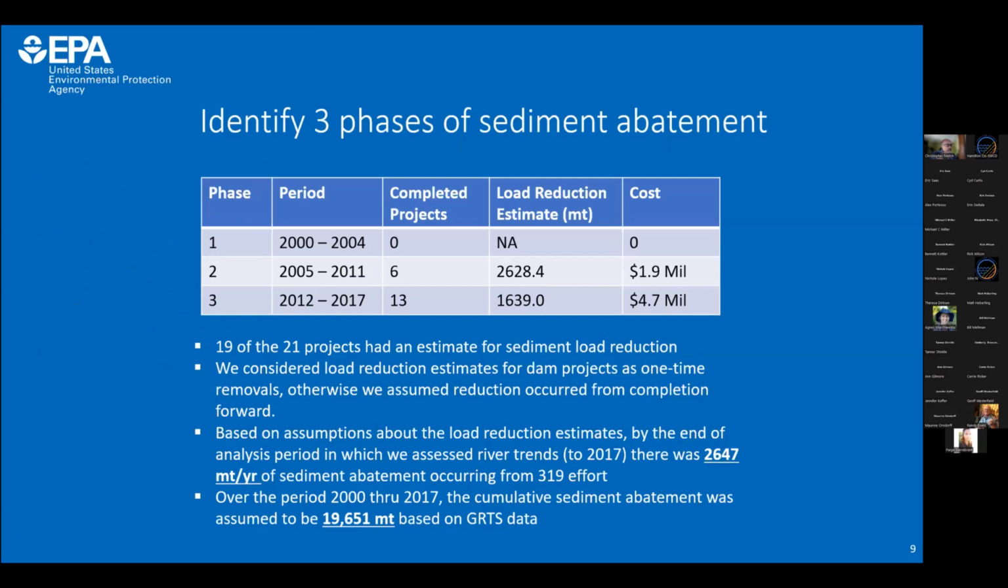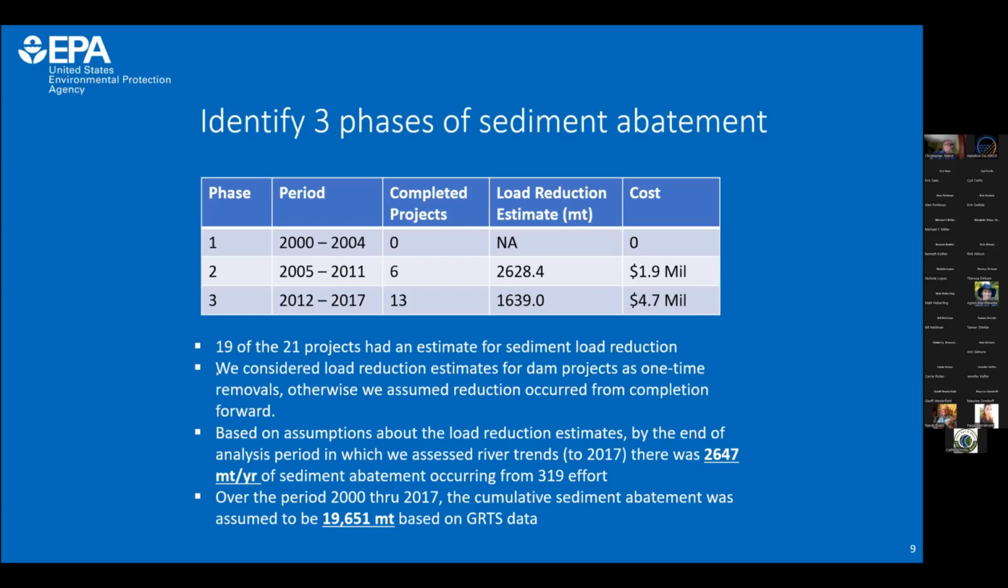We identified 3 phases over this period of study: one in which there were no BMPs implemented, a second one from 2005 to 2011, where six 319 projects were funded for a total estimated load reduction of about 2,600 metric tons at a cost of $1.9 million. And then a third phase from 2012 to 2017, where 13 were implemented at a load estimate of 1,600 metric tons for $4.7 million. And these disproportional amounts of load reduction for cost highlight that you can't think of these projects in terms of directly proportional entities where the cost is synonymous with the load reduction potential.